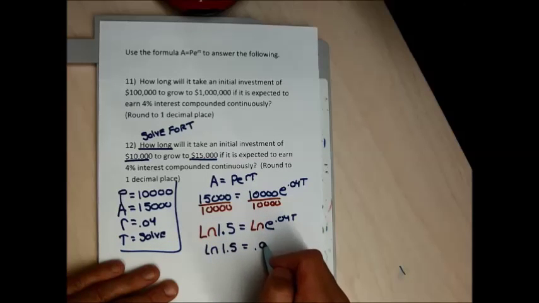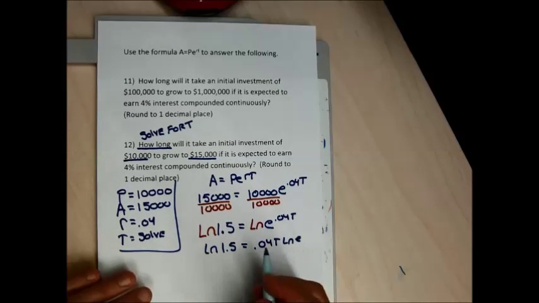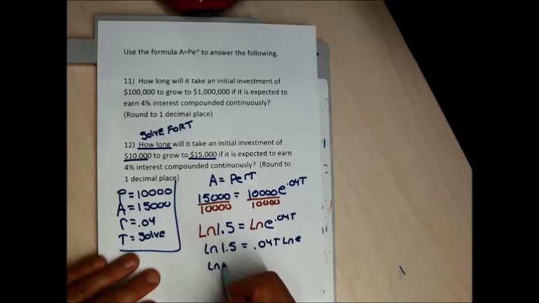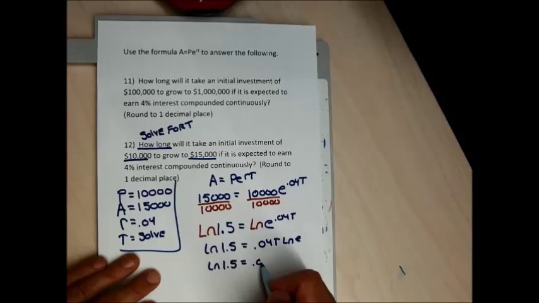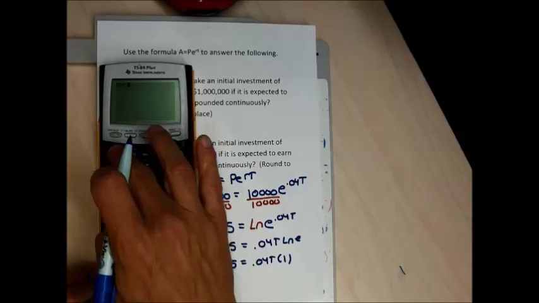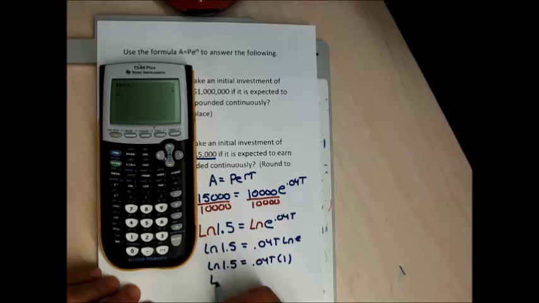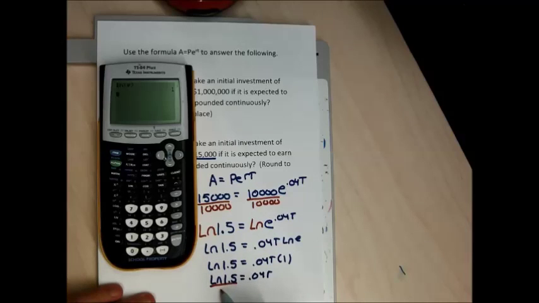And on the right-hand side, I'm going to bring the exponent out front and make it a coefficient, make it 0.04t times the natural log of e. Since the natural log of e equals 1, I can write natural log of 1.5 equals 0.04t times 1. Again, that's just using the fact that the natural log of e, I hit second and divide to get the e, is equal to 1. This gives me the natural log of 1.5 equals 0.04t. I divide both sides by 0.04, and I get the natural log of 1.5 over 0.04 equals t.